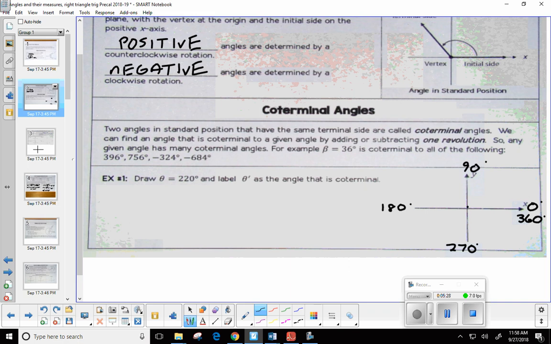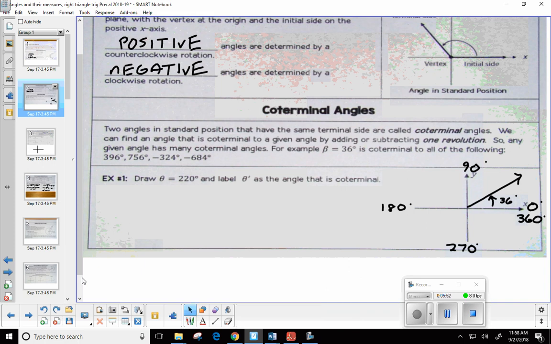So let's say that this is 36 degrees. We always start on the positive x-axis. Positive, we rotate up, which is counterclockwise. Negative, we rotate down, okay, which is going to be clockwise. So here's the thing. What I'm going to be asking you to do most times is looking for one positive and one negative. Okay, so let's go one positive.